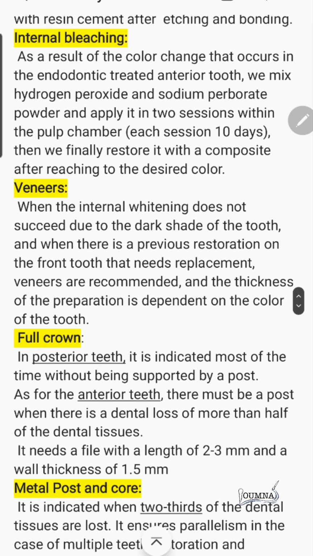Internal bleaching. As a result of the color change that occurs in the endodontically treated anterior tooth, we mix hydrogen peroxide and sodium perborate powder and apply it in 2 sessions within the pulp chamber. Each session is 10 days. Then we finally restore it with a composite after reaching the desired color.